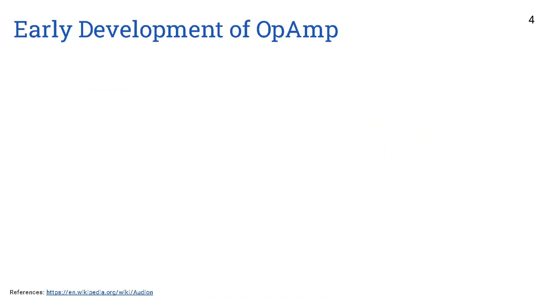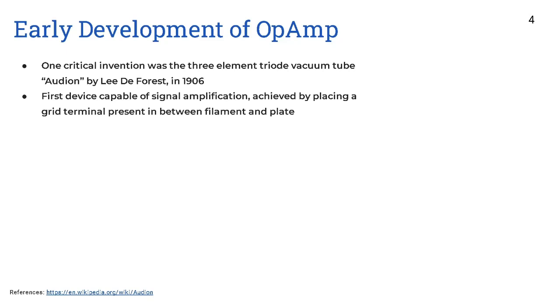So now we'll move on to the early development of the op amp, how it was used and how it was developed using vacuum tubes. The first critical invention in the development of the op amp was the three-element triode vacuum tube called the Audion, invented by Lee de Forest in 1906. An enabling invention for this triode vacuum tube was the diode vacuum tube, which was invented by Fleming in 1904 and called the Fleming diode.